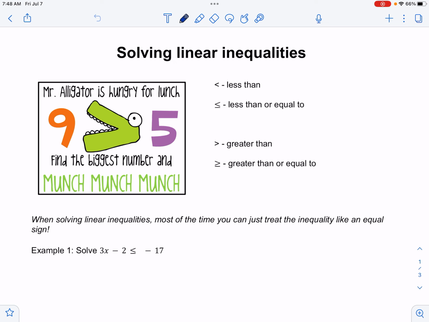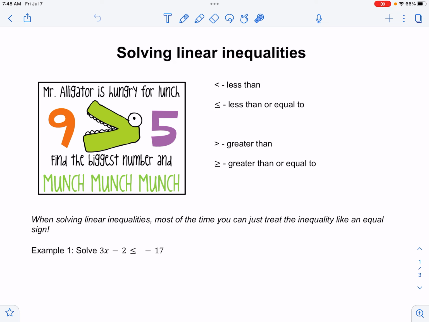This is a poster I usually hang up in my classroom. Mr. Alligator is hungry for lunch. Find the biggest number and munch, munch, munch. The alligator is always eating the bigger number, or it is simply pointing to the smaller number. People usually remember inequalities in these two ways.